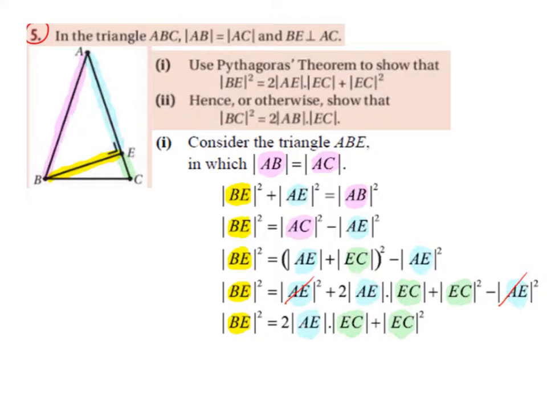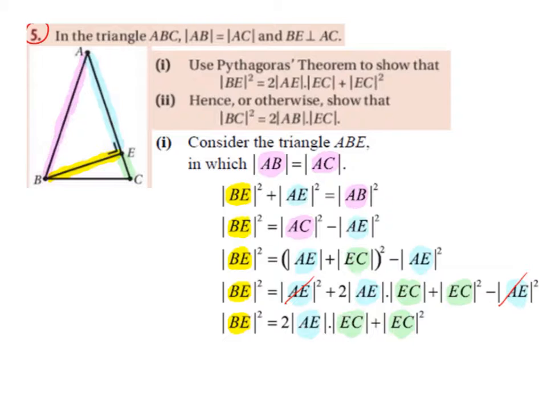Part 1. Use Pythagoras' theorem to show that BE squared is equal to 2 times AE times EC plus EC squared. So we're going to consider the triangle ABE, in which AB is equal to AC.